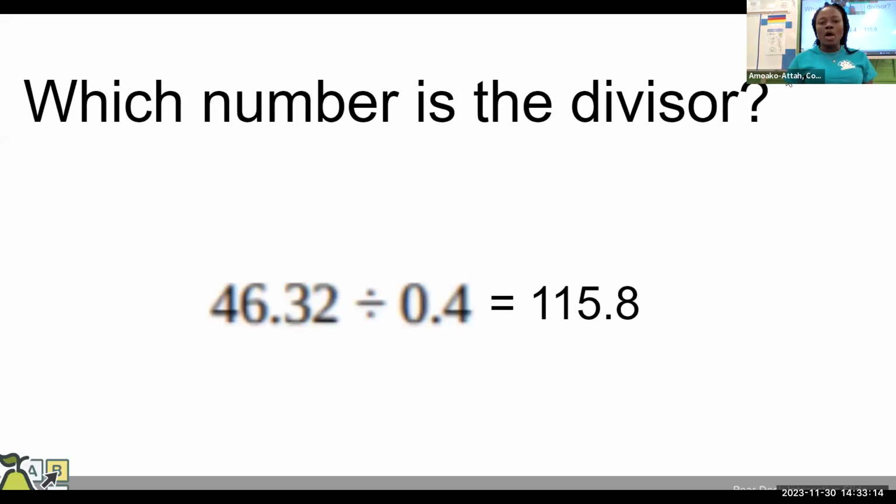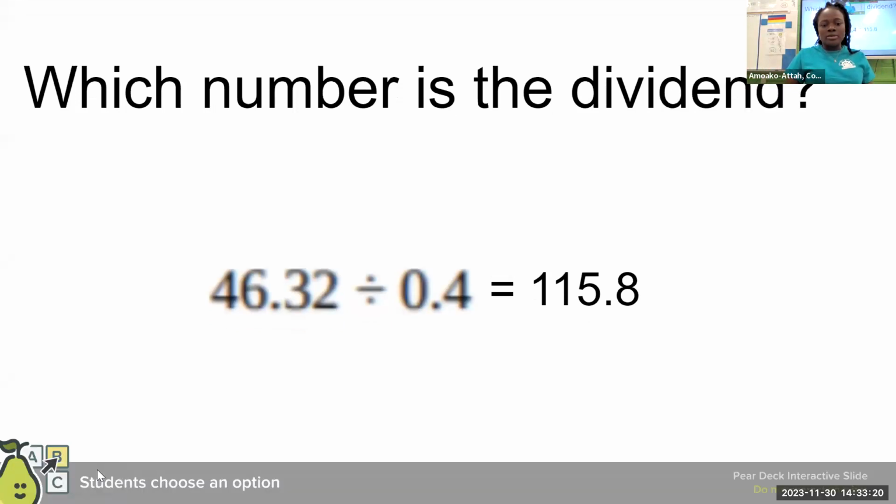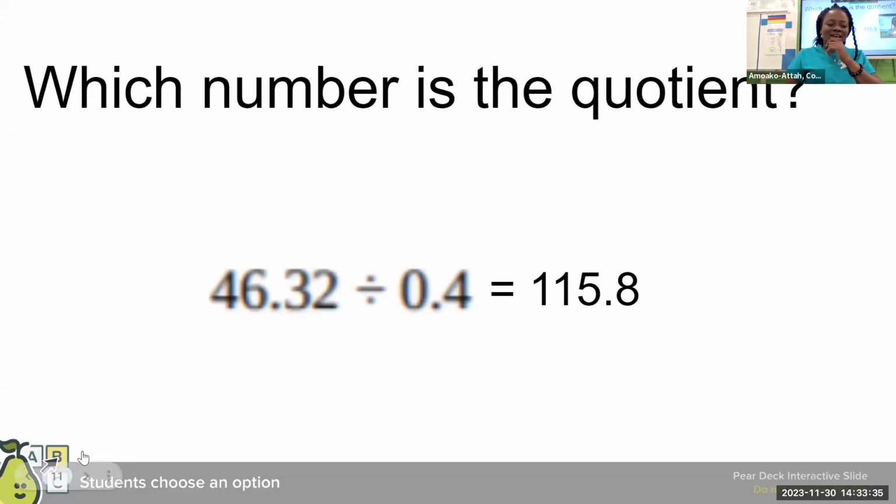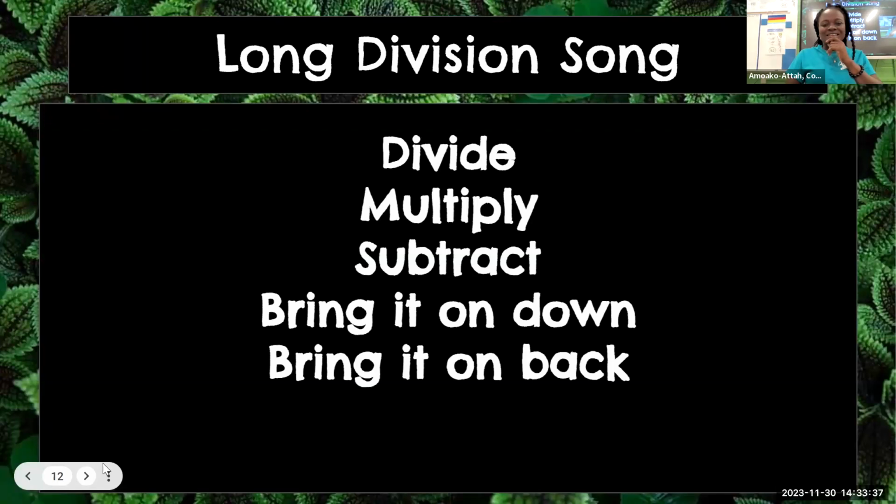Before I go, let me give you one problem to try your hands on. Great. This is my problem. Which one is a dividend? I hope you guys can identify the dividend. Then let's see the second problem. Which one is a quotient? I hope you guys will be able to tell me easily.